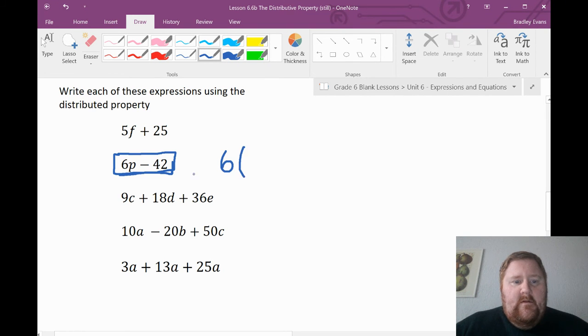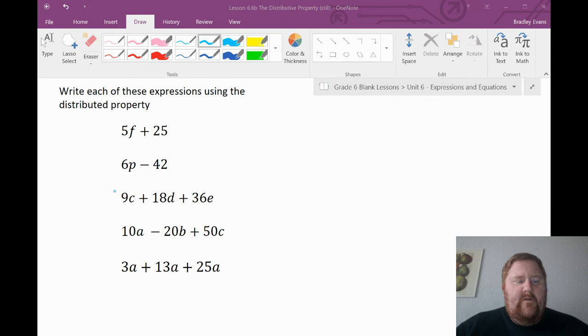into brackets now. And what am I left with? Well, I have 6p and I'm dividing by 6. I'm distributing that 6 amongst the 6p. So I have p. Here is really important. It's a subtraction sign. So we're going to subtract. And then how many times does 6 go into 42? Well, that's 7. So my distributed form is 6 multiplied by p, subtract 7.